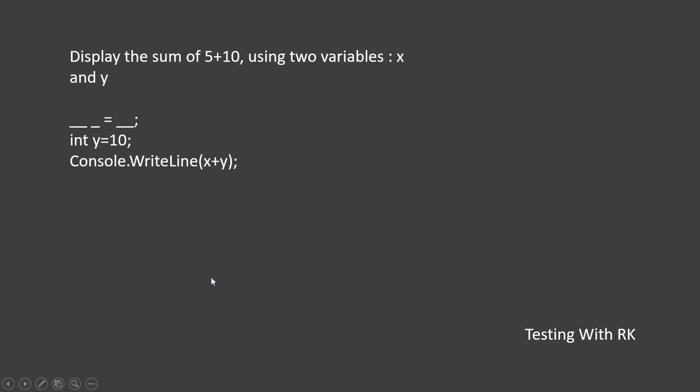Pause the video, and when you're ready, there it is. So int x is a variable of type int with value 5, int y is another variable with value 10, and Console.WriteLine(x + y) basically prints 15 on the console.